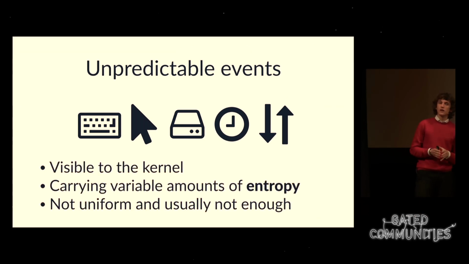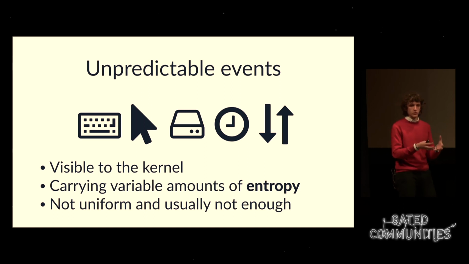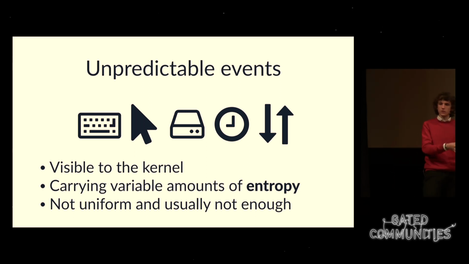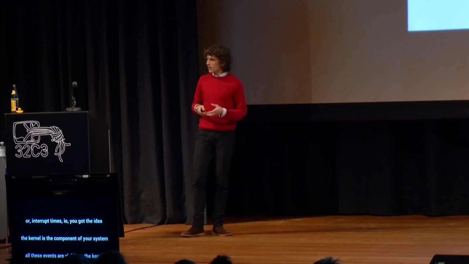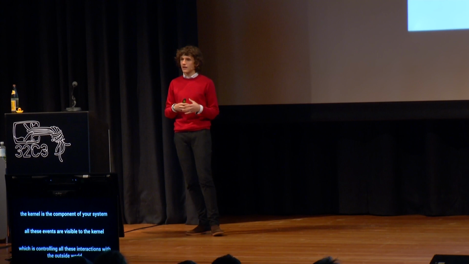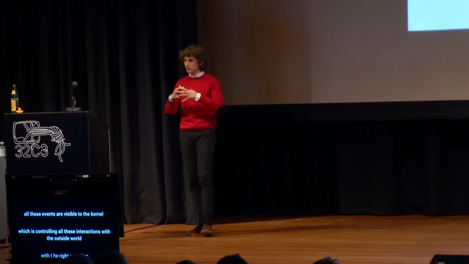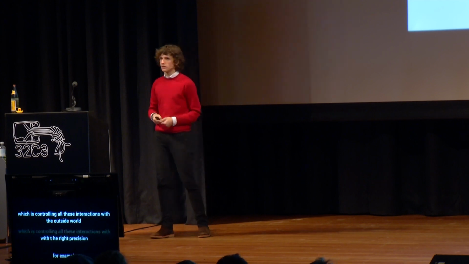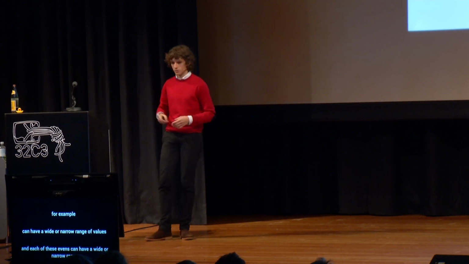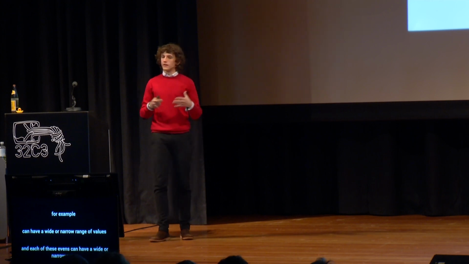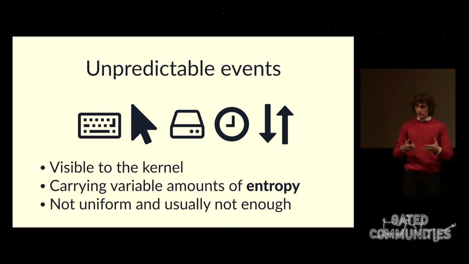So all these events are visible to the kernel. The kernel is the component of your system which is controlling all these interactions with the outside world and can measure them and observe them with the right precision. Each of these events can have a wide or narrow range of different possible values. For example, when you read from disk, it might take from 0.17 nanoseconds to 1.3 nanoseconds. I made numbers up. How wide this range is is what we call entropy. Essentially, it's how spread apart the values are, which also means how easy they are to predict.